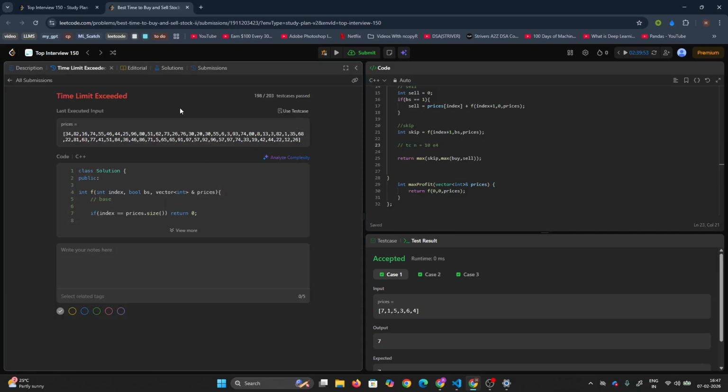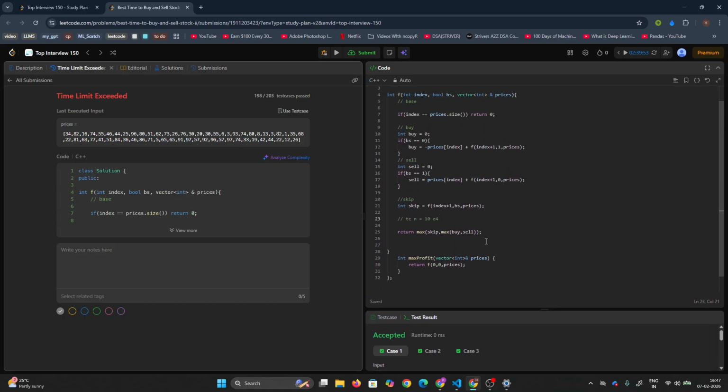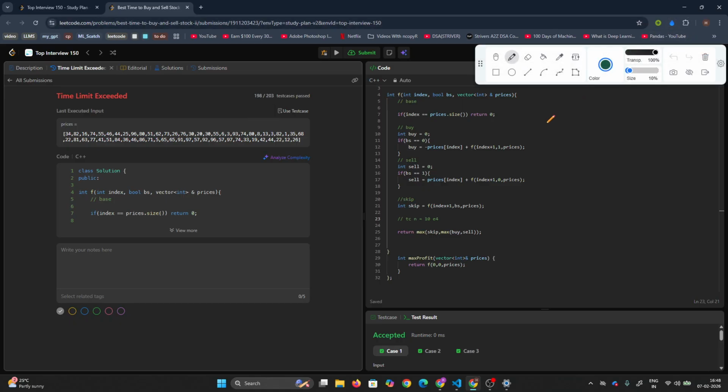So we got a time limit exceeded at the 198th test case. So one thing we can do now is optimize. Think of this, there is a very amazing pattern that you would see, that we need to try and memoize this solution, because there would be many repeated cases. For example, 3, 6, 4, 5, some arrays like this, and this call can have 2 cases here, no? Suppose we have bought earlier, to sell or skip.